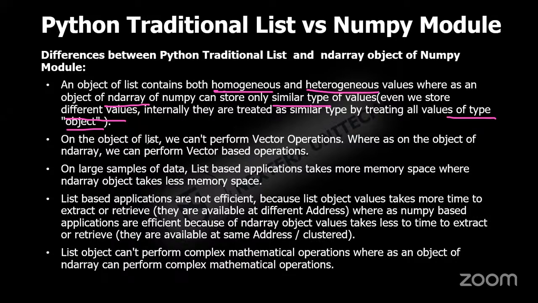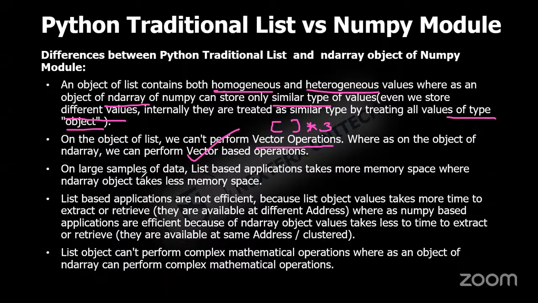Then on a list object, we cannot perform vector operations. Can we perform vector operations? No. When you try to multiply an integer with a list object, the elements present in the list object get repeated. But will they get multiplied? No, not exactly. But coming to an NDarray object, yes, we can perform vector based operations.